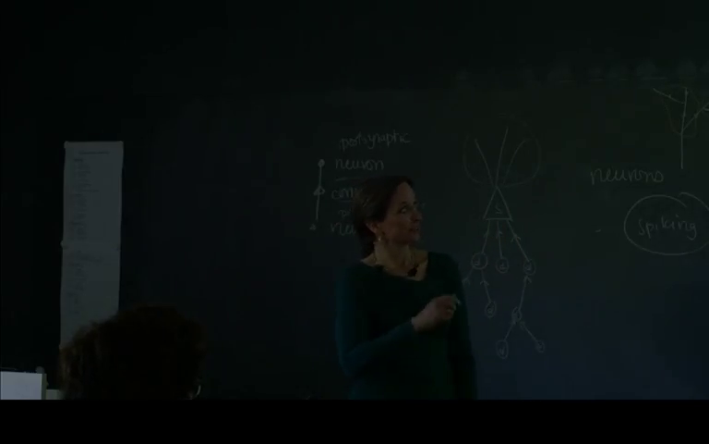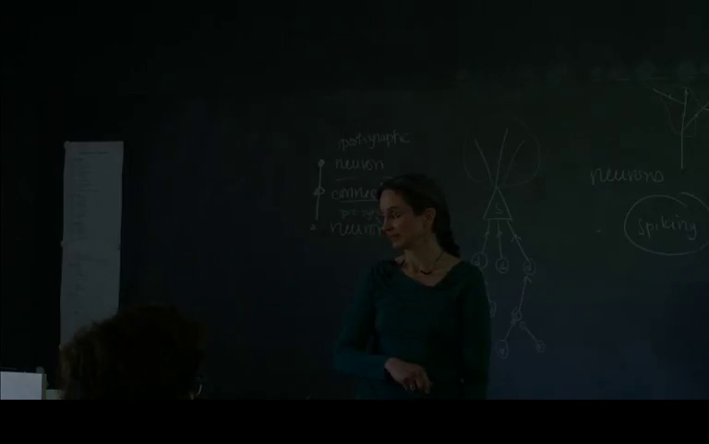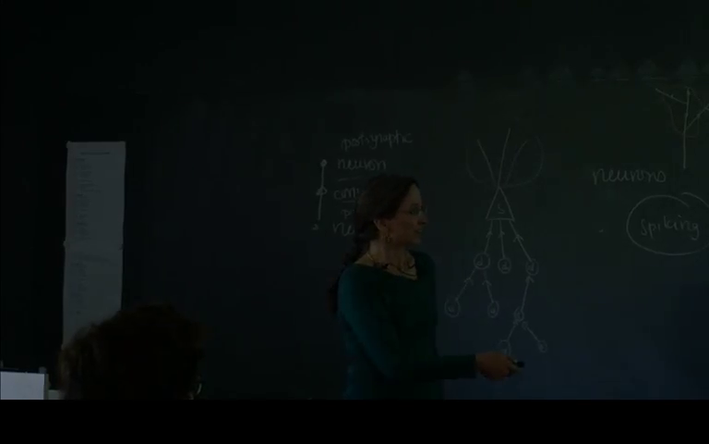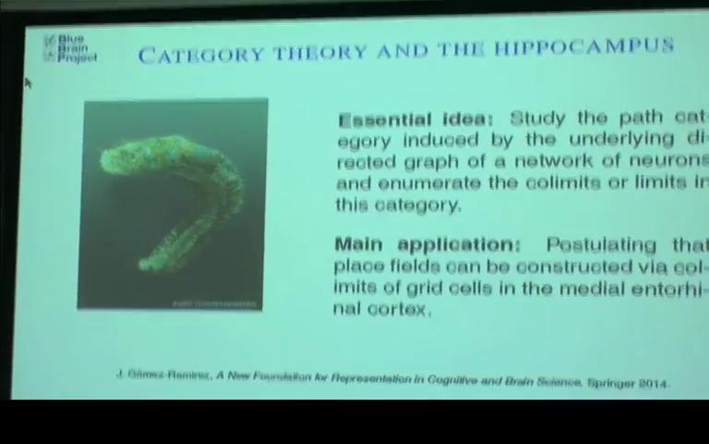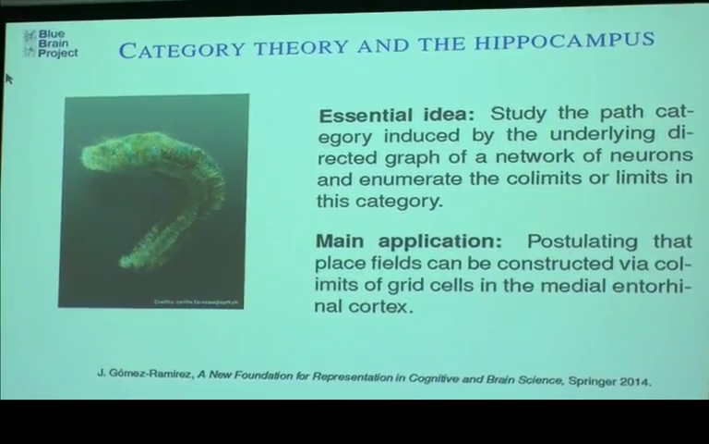So that's another direction in which people have looked. And then there's an entire book called A New Foundation for Representation in Cognitive and Brain Science. So this guy, Javier Gomez Ramirez, he's actually worked with Arisman. And he had adopted a lot of ideas from her memory evaluative neural systems into thinking about this. His PhD was actually in neuroscience, and this book is essentially his PhD thesis, I believe.